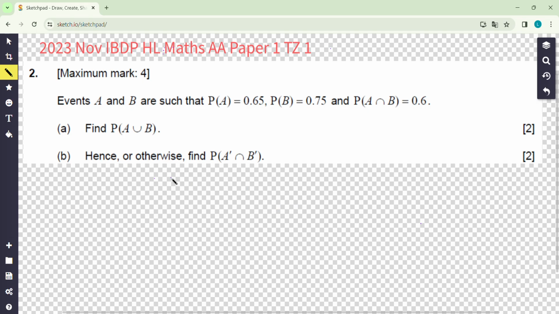Next one is question number 2. What's about P(A∪B)? Just remember, get the equation from the data booklet. Substitute the result and you can get the answer. Try to work on it.